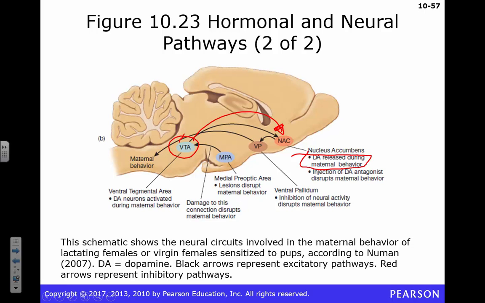So, because maternal behavior is not something that's easy to do, we need to make it rewarding so that mothers will do that. And we do that by activating the ventral tegmental to nucleus accumbens pathway.